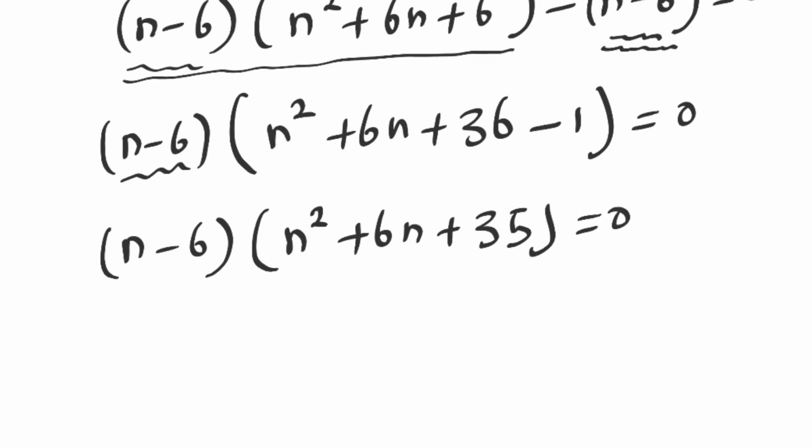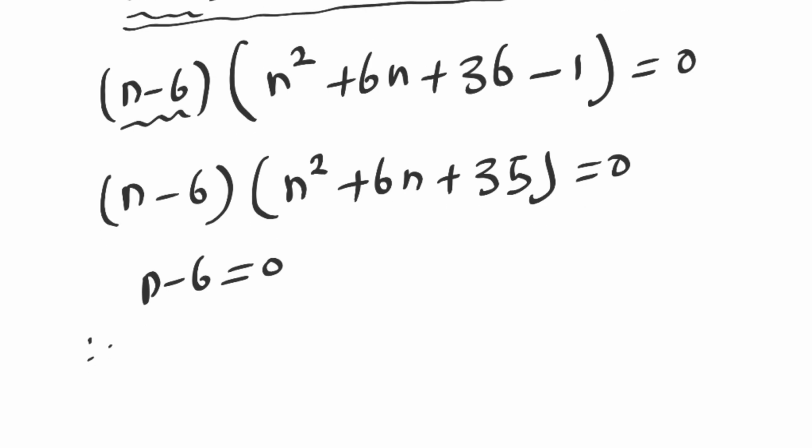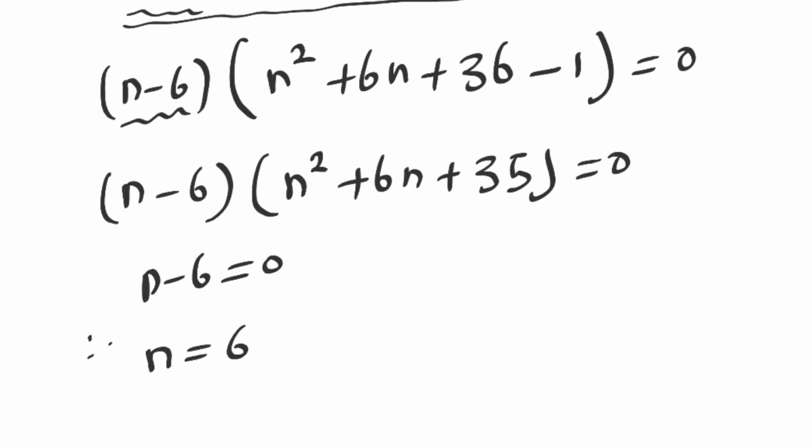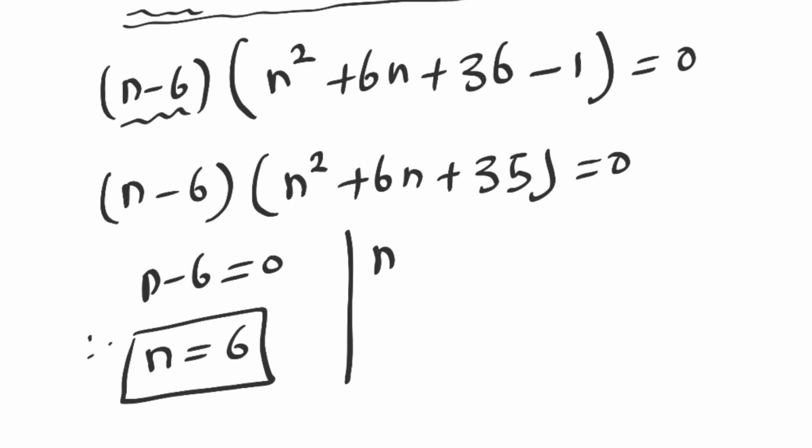Then there are two cases here. The first case is n minus 6 is equal to 0. Therefore, n is equal to 6. This is the first value of n. And here, n square plus 6n plus 35 is equal to 0.